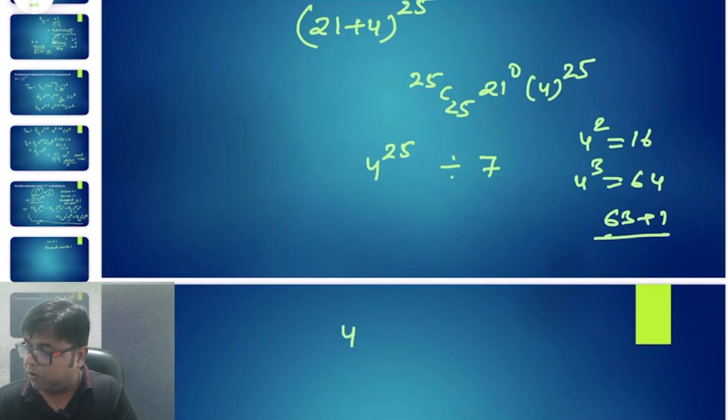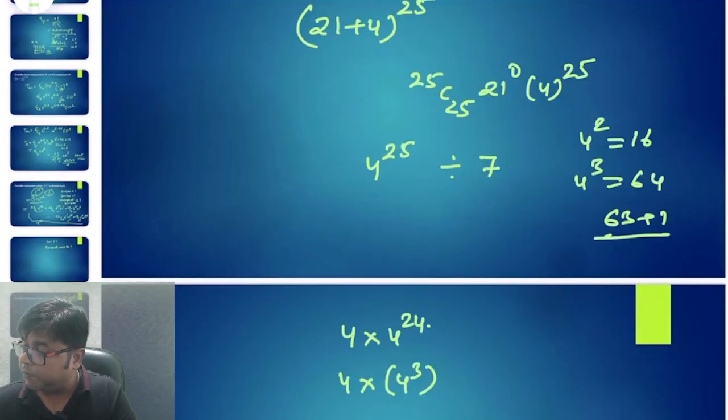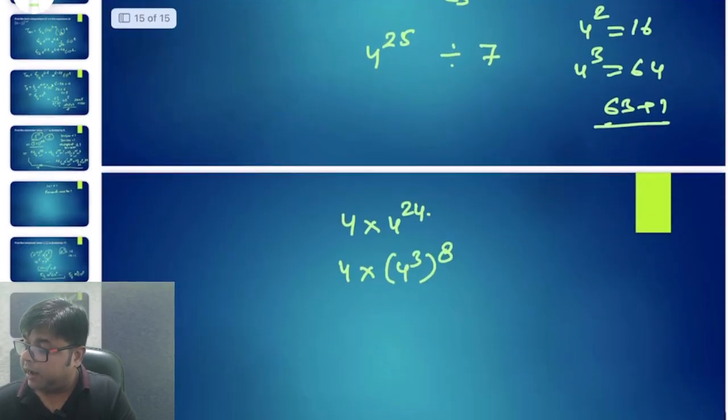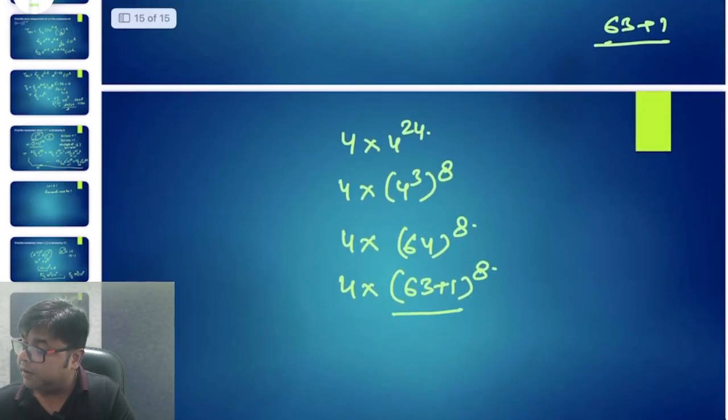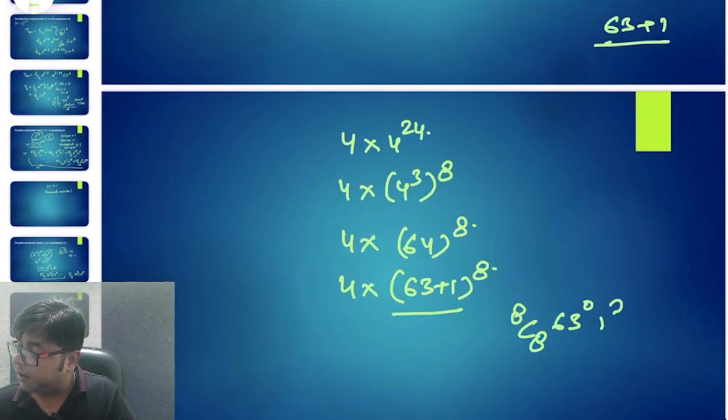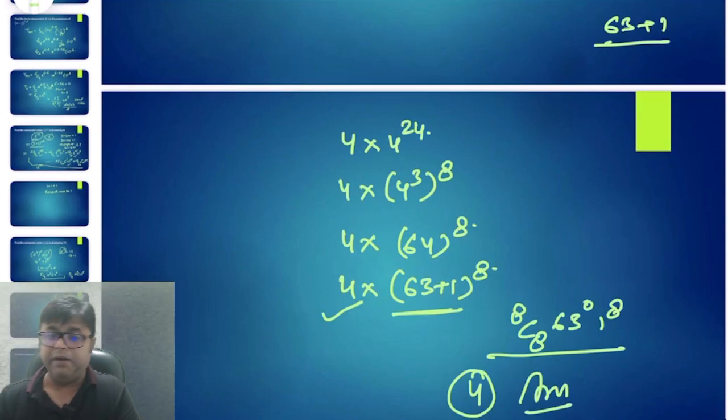So 4 into 4 to the power 24 is what I can write. And then I can write it as 4 to the power 3 whole to the power 8, right? And this will be 64 to the power 8. And then 64 can be written as 63 plus 1 to the power 8. Now I know the last term here will be 8c8, 63 to the power 0, 1 to the power 8. So remainder will be 1, but outside there is a 4. So answer will be 4. So 4 is the remainder.